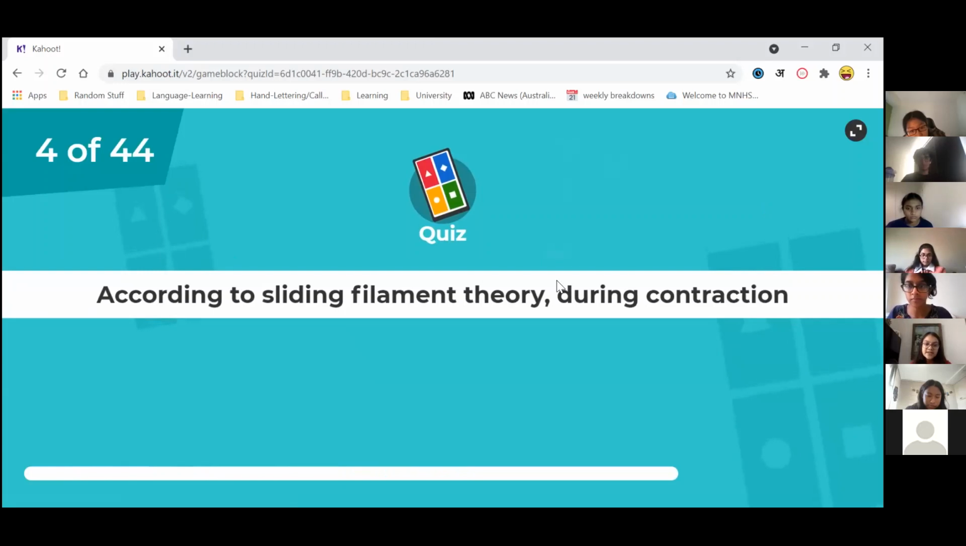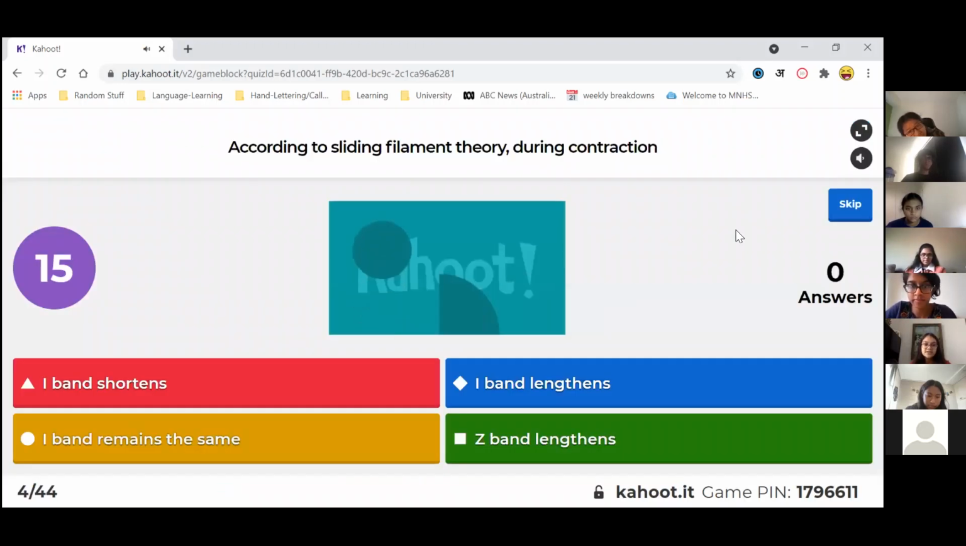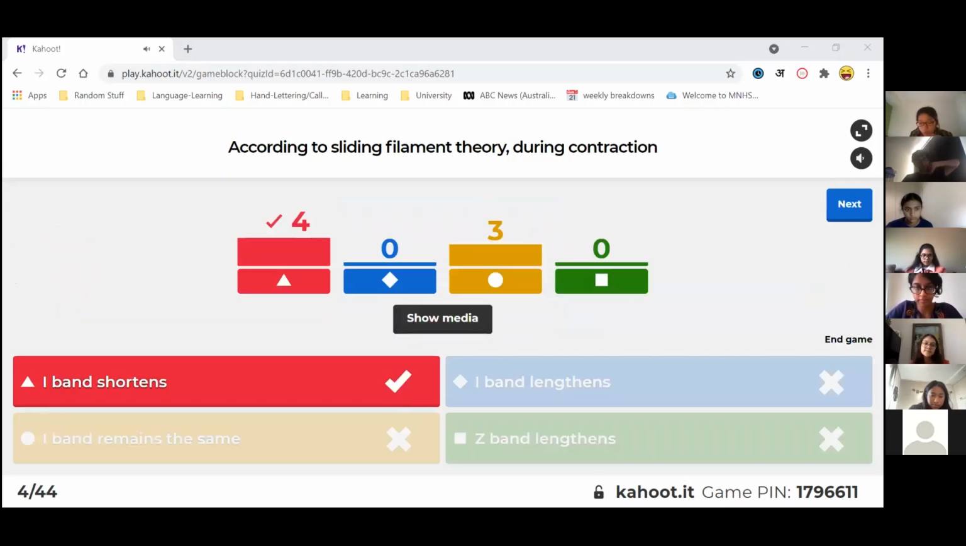So according to sliding filament theory, during contraction, the I band and the Z band both shorten, and the A band remains the same.